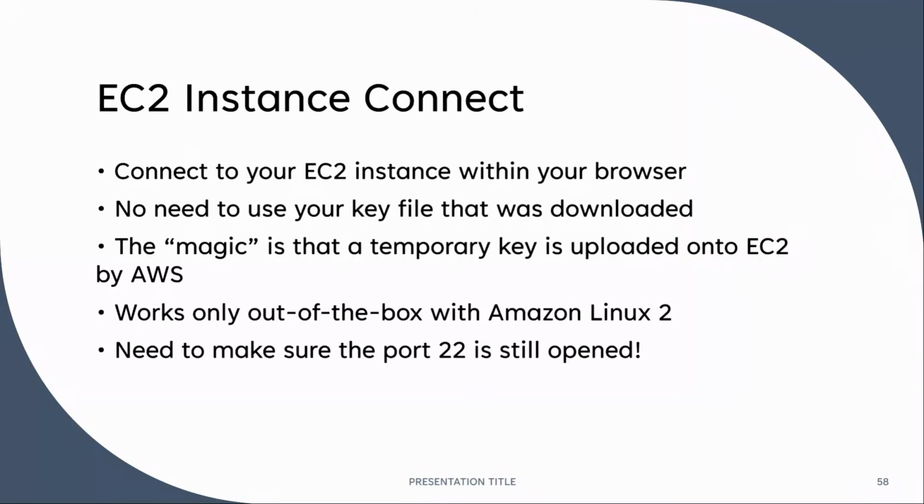Okay, now let's talk about EC2 Instance Connect. Now you connect to your EC2 instances within your browser. So no need to install Putty, no need to do SSH, no need to create a key pair, nothing is needed. You just have to click on one button and it will establish an SSH session in the browser itself. It is a temporary key which is uploaded into EC2 by magic. We don't know what is happening. It works only out of the box with Amazon Linux 2. So when you are selecting the AMI, if you want to use EC2 Instance Connect, use the Amazon Linux 2 AMI, and make sure that port 22 is open on your security groups, otherwise it will not work.